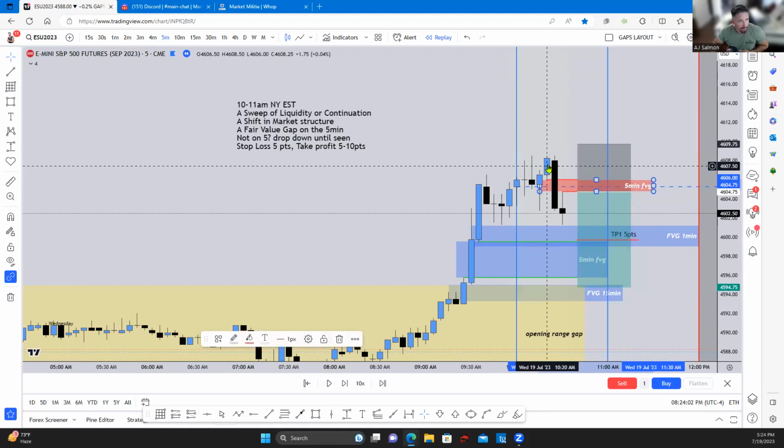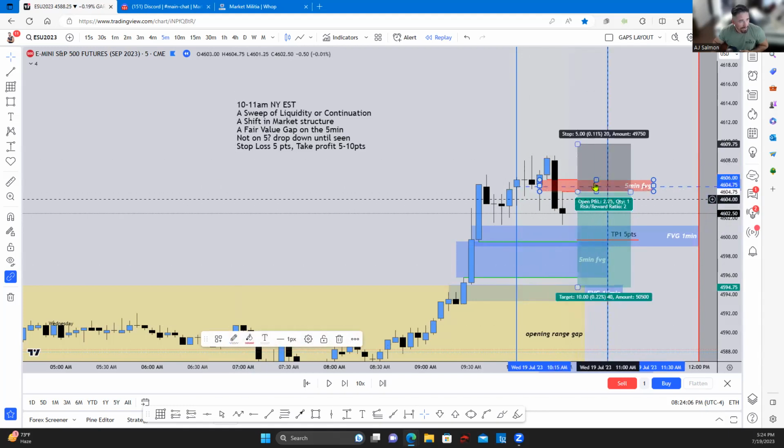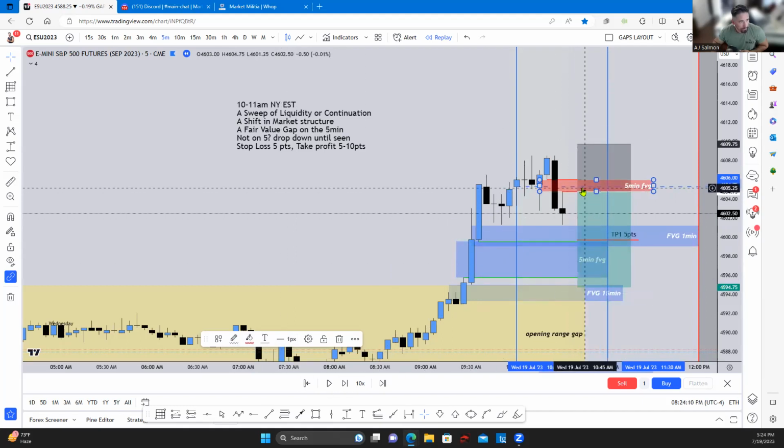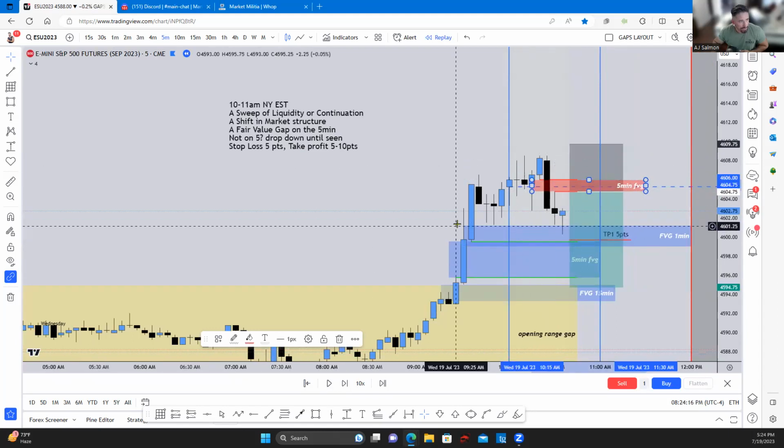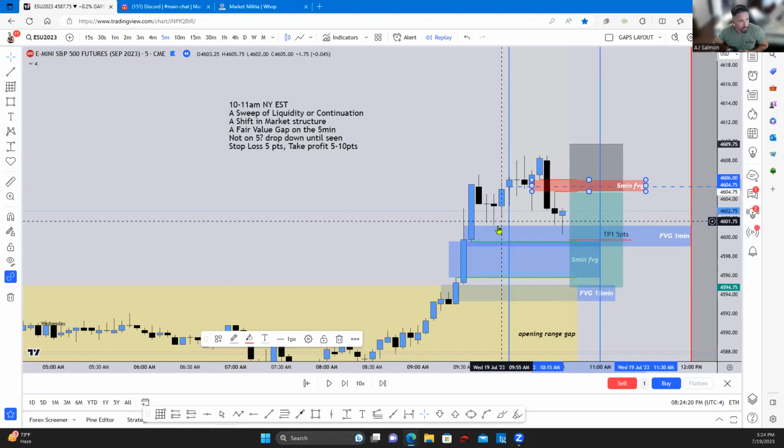So we have a nice volume to the downside. At this point, I'm waiting for price to come back up to enter this trade. We can see a clear shift in market structure. We break 1 low and 2 lows. You see how we have a swing low here?